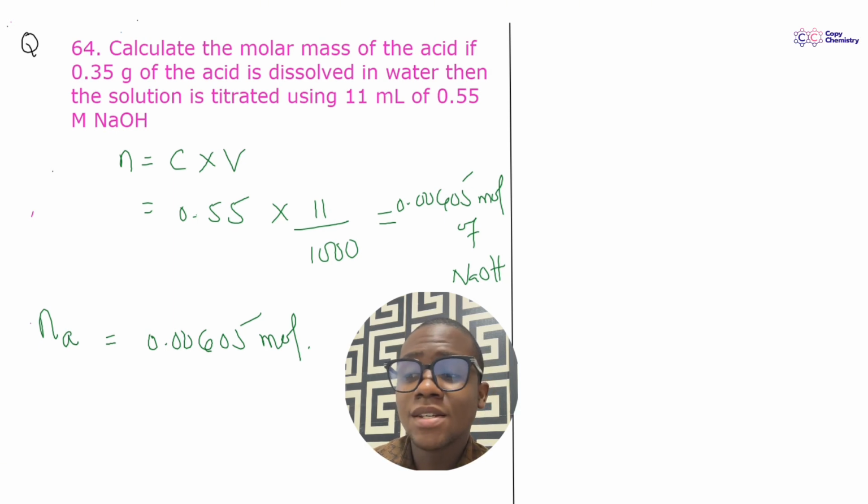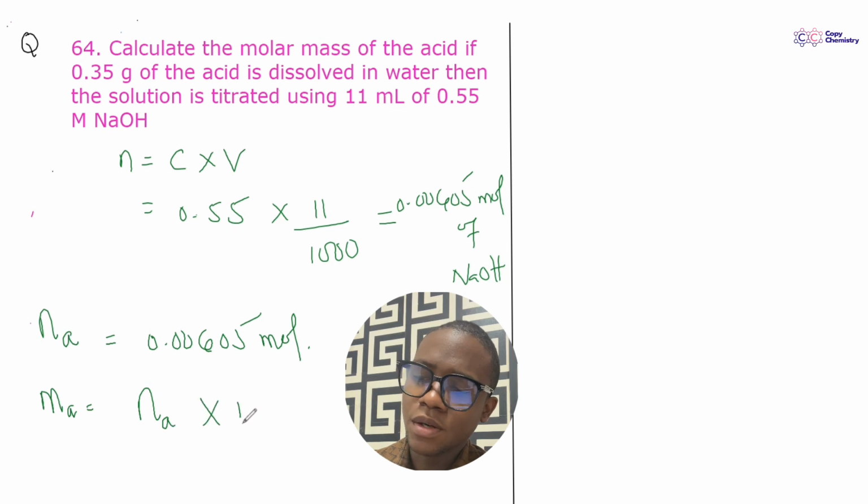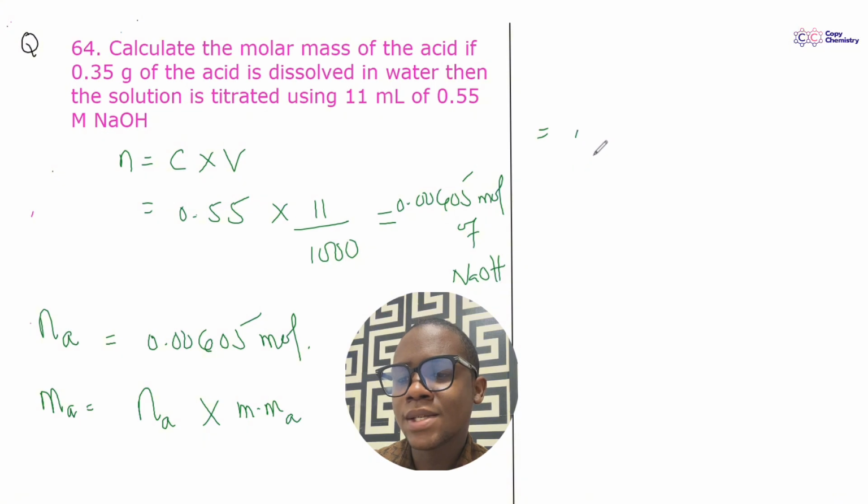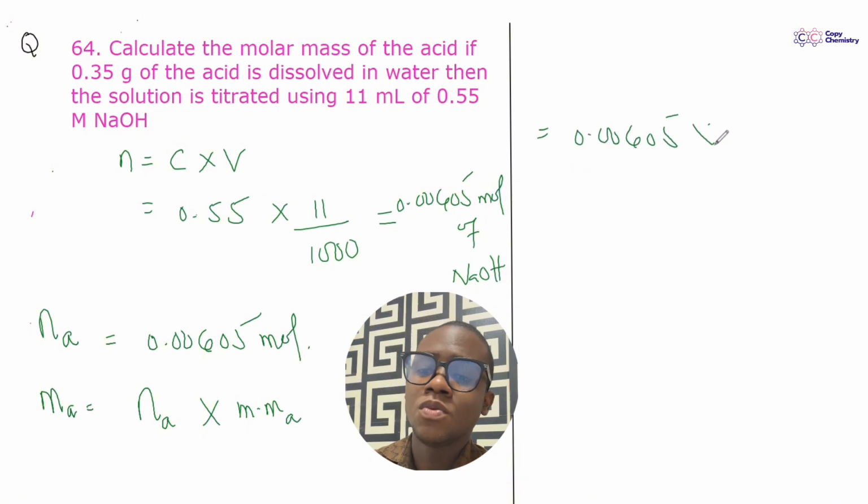Calculate the molar mass of the acid if we know the mass of the acid. This looks like easy stuff. Mass of the acid will be molar mass of the acid times number of moles, right? Yes. So that would mean that the number of moles of the acid, 0.00605, will be multiplied by the molar mass of the acid to give you the mass of the acid. But the mass of the acid is already 0.35. That's the mass of the acid, grams. And when you multiply it by the molar mass, you have this.